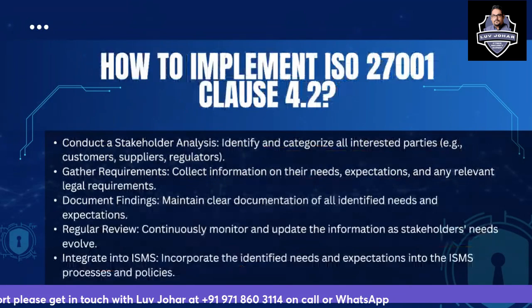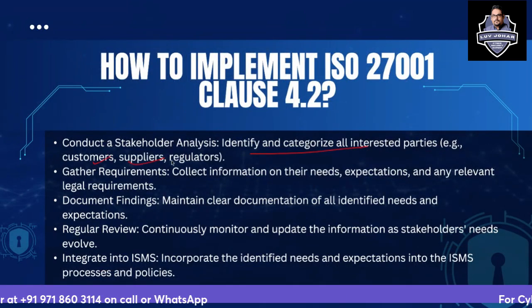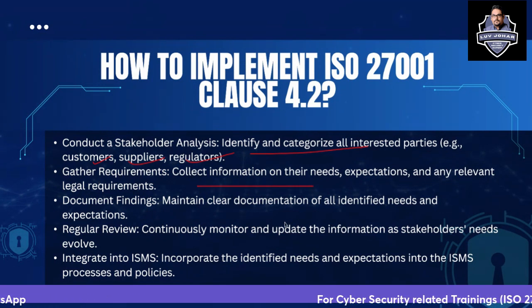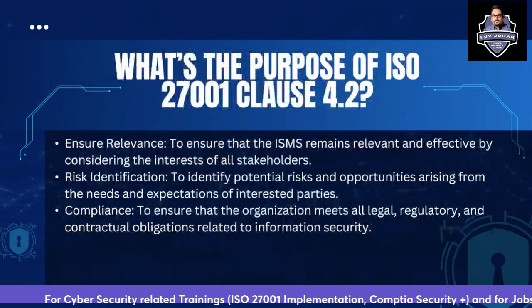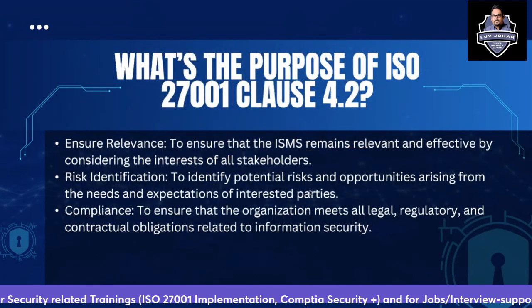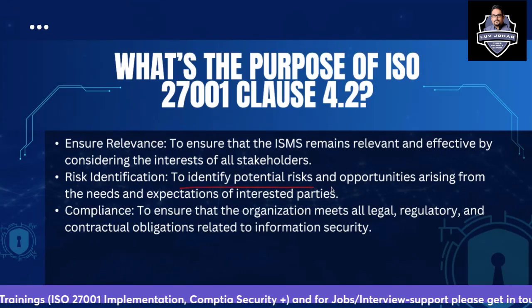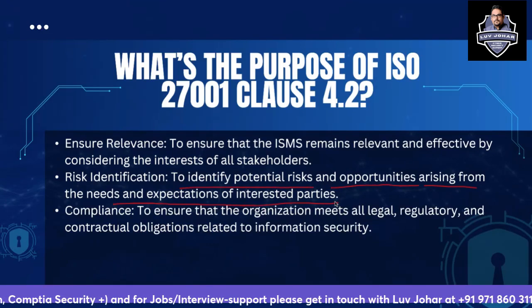How to implement basically is identifying and categorizing all the interested parties, example customers, suppliers, regulators, and gathering their needs and expectations and documenting them in a regular review manner. Okay, the purpose is simple: make sure that we identify all the potential risks and opportunities that are arising from the needs and expectations of the interested parties that we have.